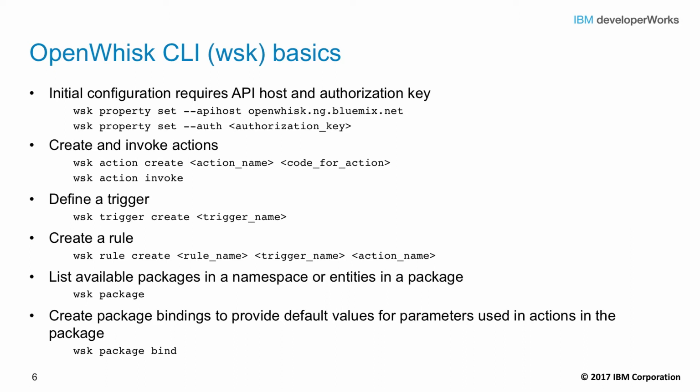The WSK package commands allow for a developer to list packages that are in the namespace, as well as provide a summary of the entities, for example, example actions and feeds for triggers for a package. The WSK package bind command allows a developer to provide default parameter values for use by actions within a package.